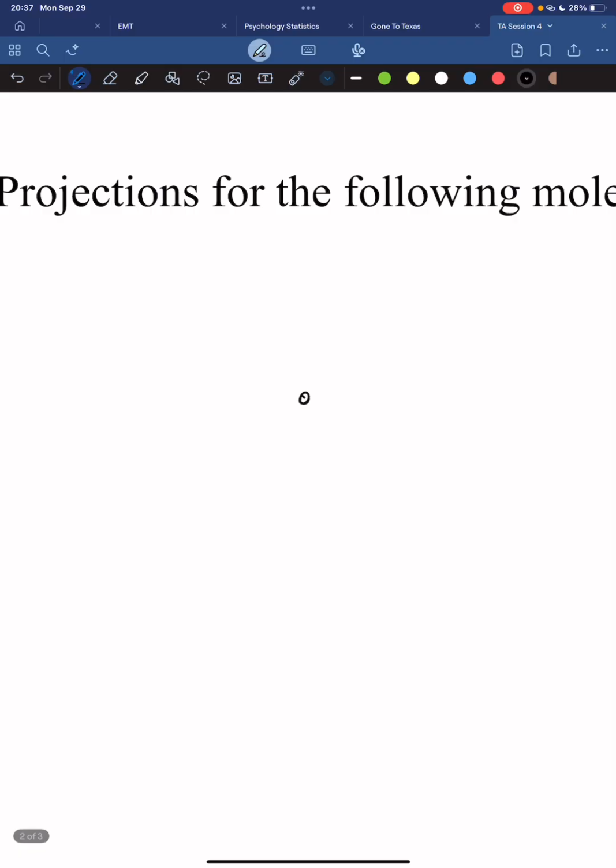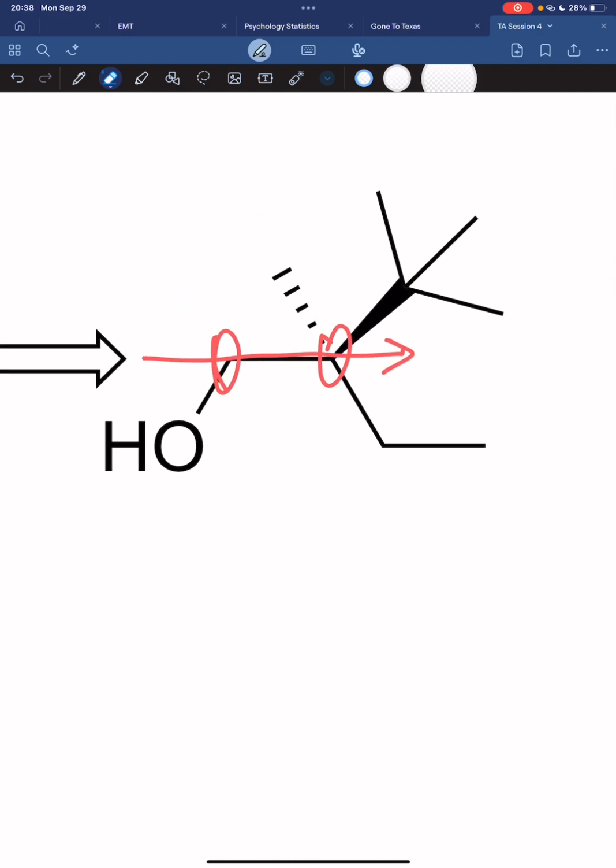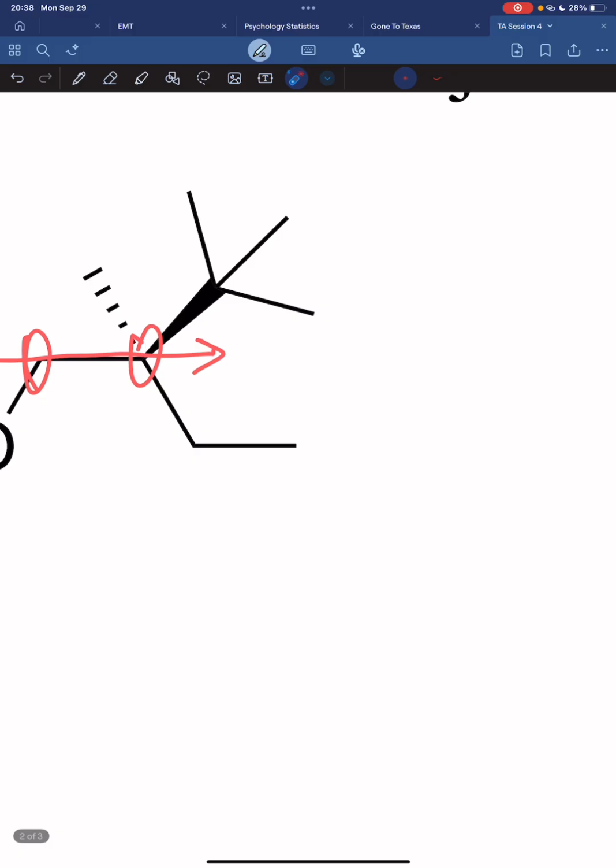So I have, this is my front carbon, and then I'll have, let's see. Let's look at our dashes, wedges, and lines, right? So dashes, what does that mean? Dashes mean when we're drawing, it means it's going into the page. It's moving away from us. A wedge means it's moving out of the page. It's moving towards us. And if it's a line like this, it's in the same plane as the paper, right? It's in the line of the paper.